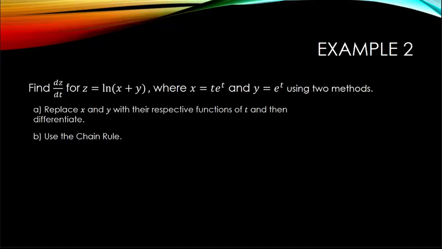Let's do another example. I want to find dz/dt for z is equal to the natural log of x plus y, where x is t times e to the t and y is e to the t. And I want to use two methods to do this. The first method is to replace x and y with their respective functions of t and then differentiate. And the second is to use my chain rule approach.